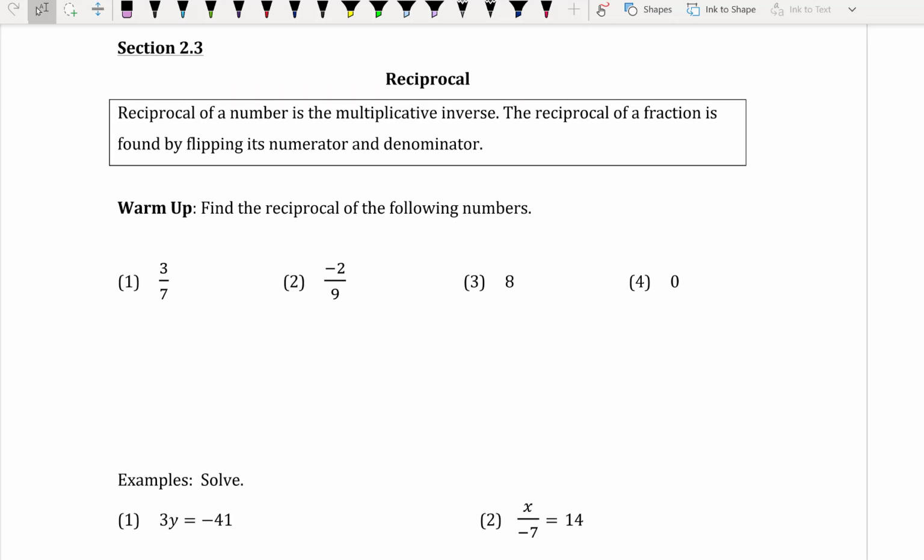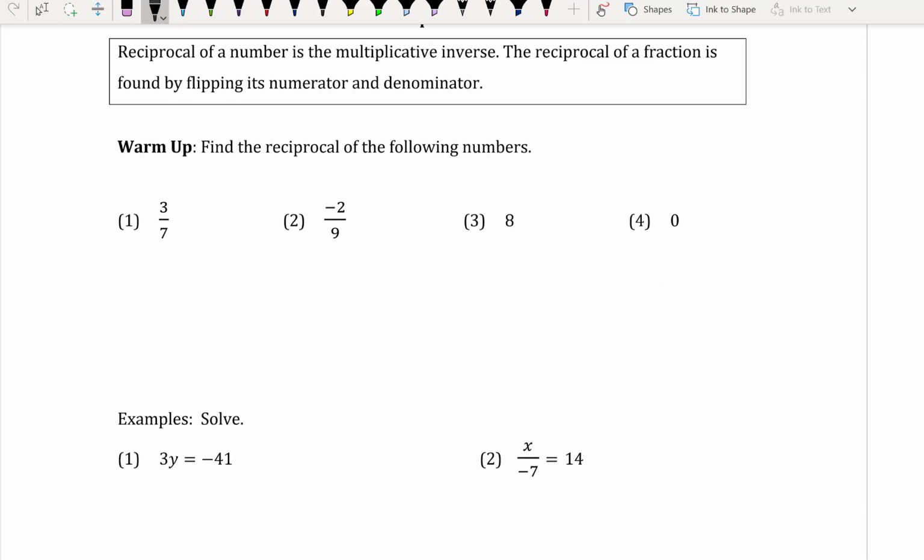So the reciprocal of a number is the multiplicative inverse. The reciprocal of a fraction is found by flipping its numerator and denominator. So here is our warm-up. Find the reciprocal of the following numbers. So what this is telling us is to switch the numerator and denominator.